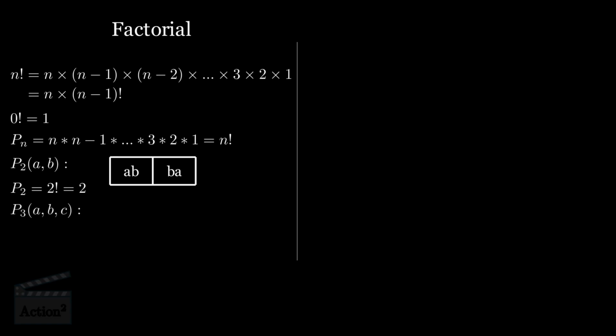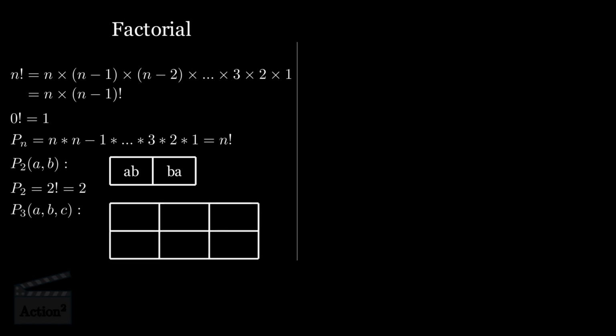permutations. For example, if there are two elements a and b, the permutations are ab and ba. And the number of permutations is equal to 2 factorial, or 2. If there are three elements a, b and c, the permutations are abc, acb, bac, bca, cab, and cba. And the number of permutations is equal to 3 factorial, or 6.